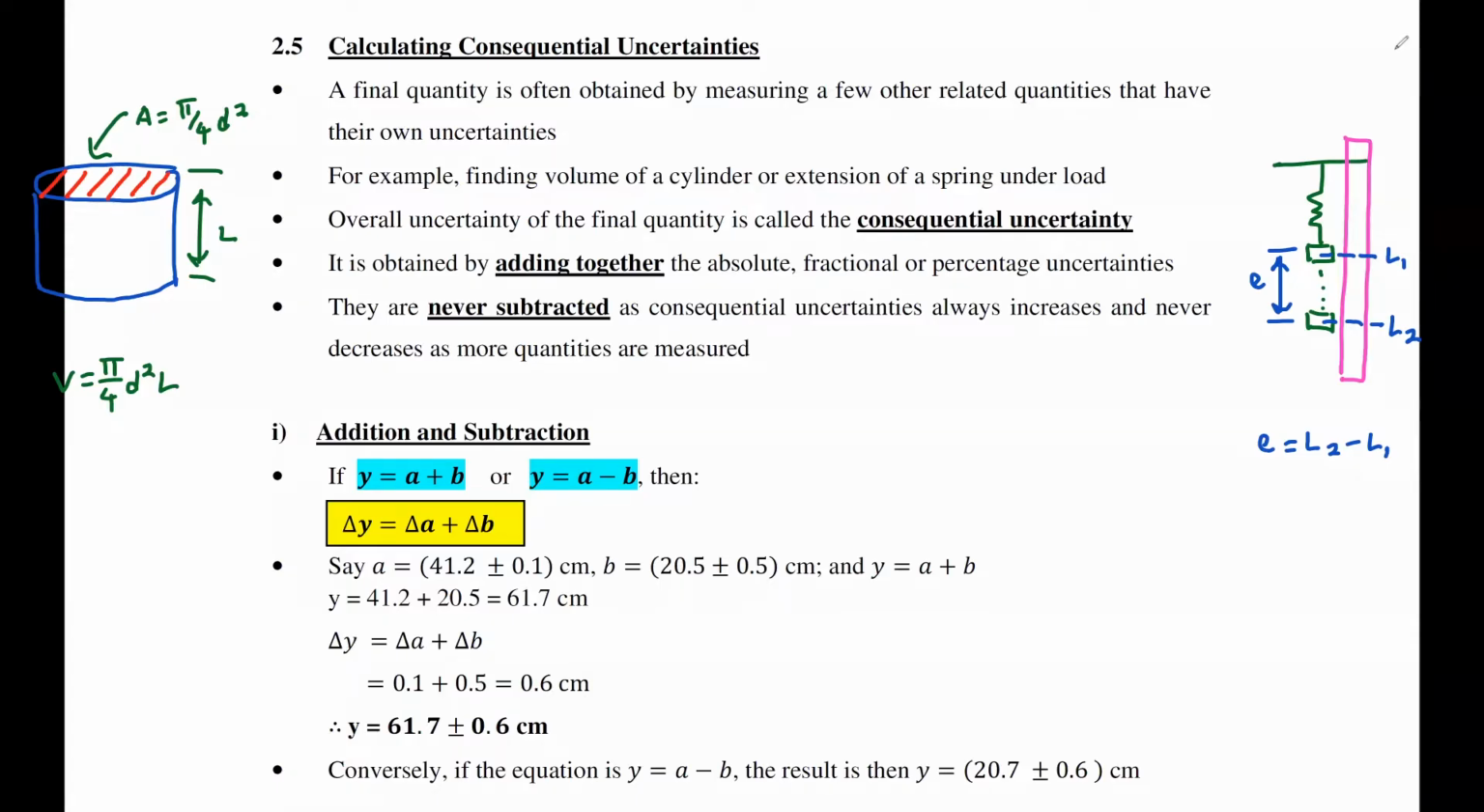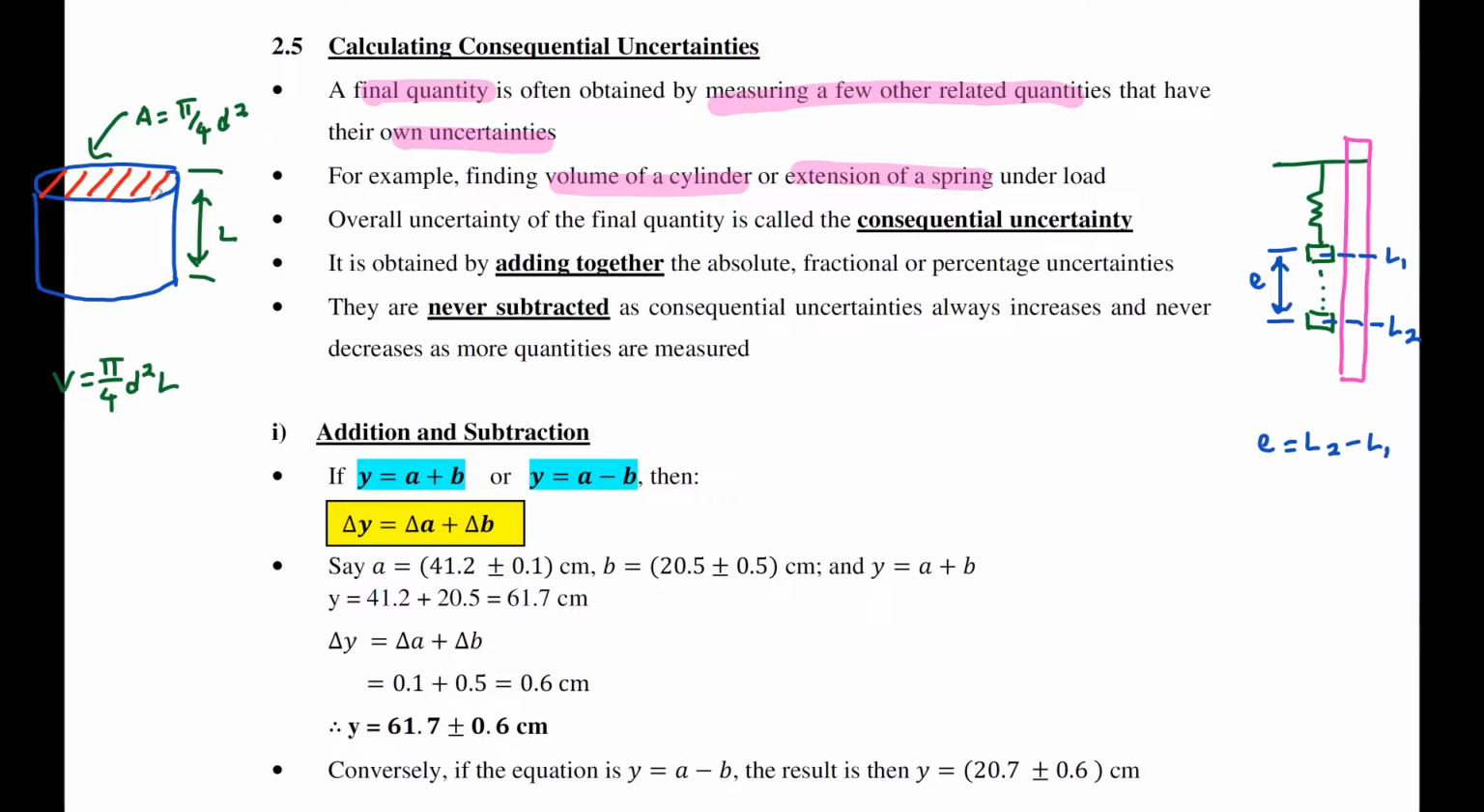In the last lesson, we talked about uncertainties and how to express them with the measured values. In this lesson, we learn how to calculate uncertainties. In a lot of cases, when finding the value of a final quantity, it is often obtained by measuring a few other related quantities, which each have their own uncertainties. For example, when finding the volume of a cylinder or the extension of a spring under load.